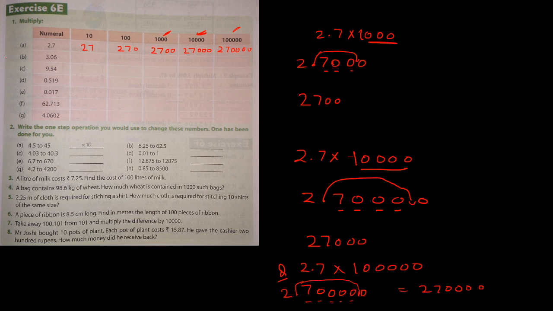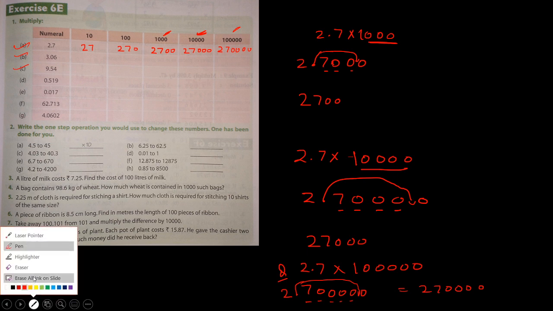So you have to do A, B and C part. Now students, we have to do question number 2. Question 2 says, write the one step operation you would use to change these numbers. One has been already done for you.